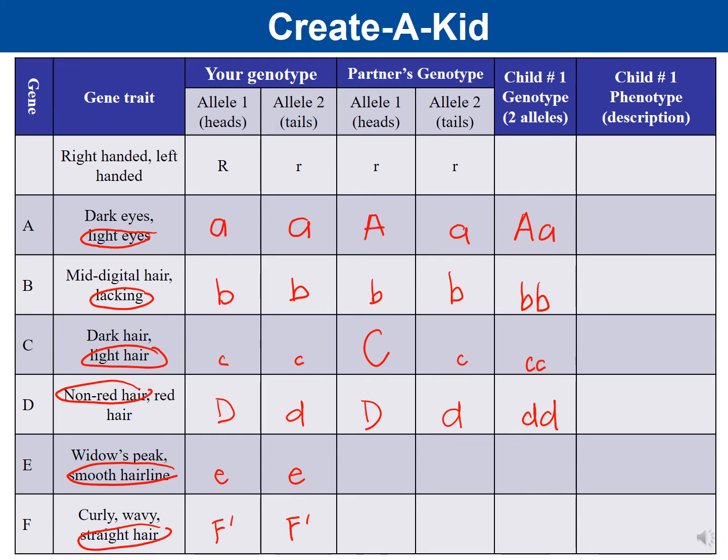Then, by looking at their genotype, you're going to determine their phenotype, the physical characteristic of having that genotype. So if they have big A, little a, they have the dominant trait, which means that their phenotype is dark eyes. They would have mid-digital hair lacking. They would have light hair.